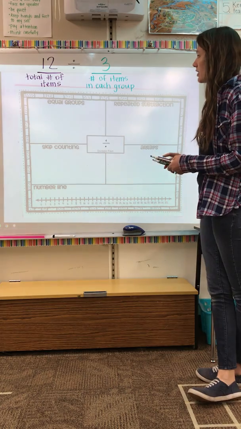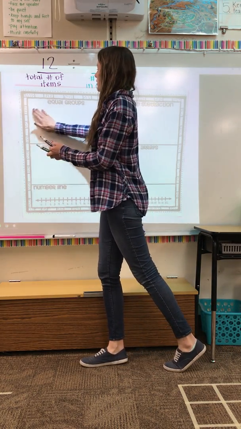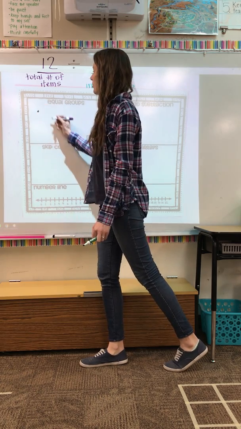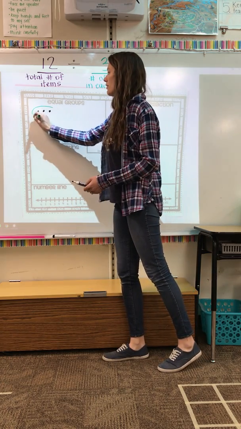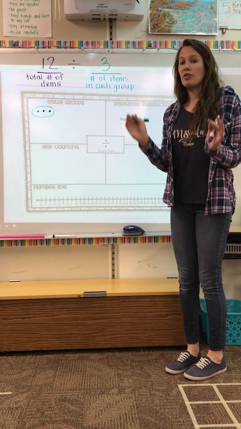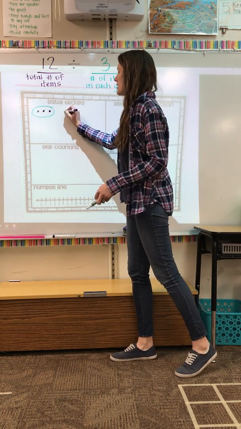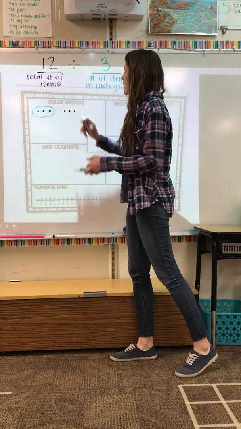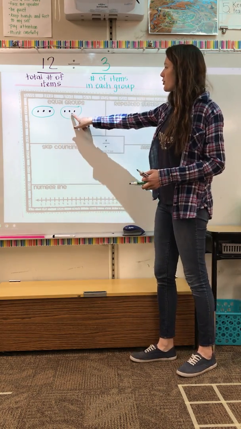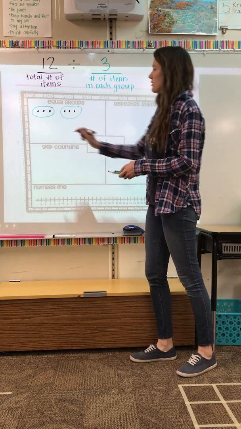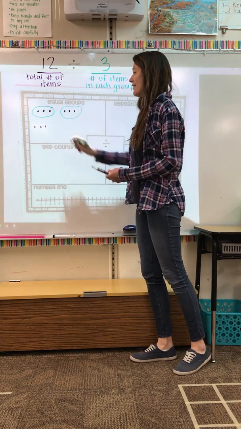So as I start, I'm going to put 1, 2, 3 dogs together, and I'm going to put a circle around them to show that those are the only 3 dogs I can walk at that time. Then I'm going to put another 3 together, 1, 2, 3, and put a group around that. As you can see, I'm making groups of 3, and I need to get to 12 total items.